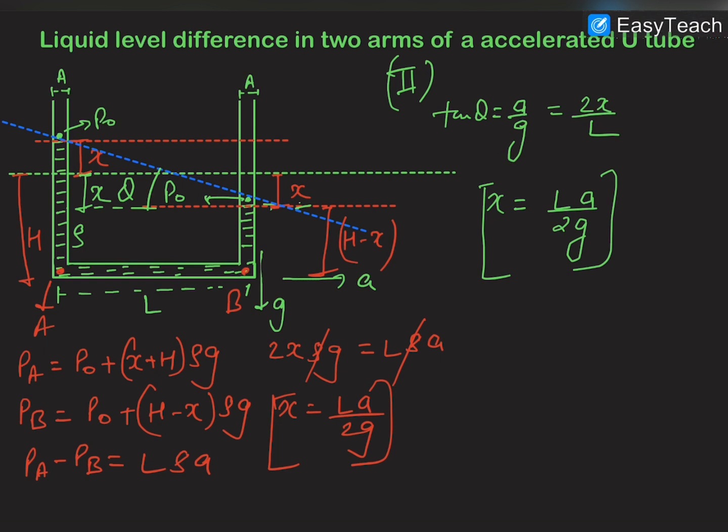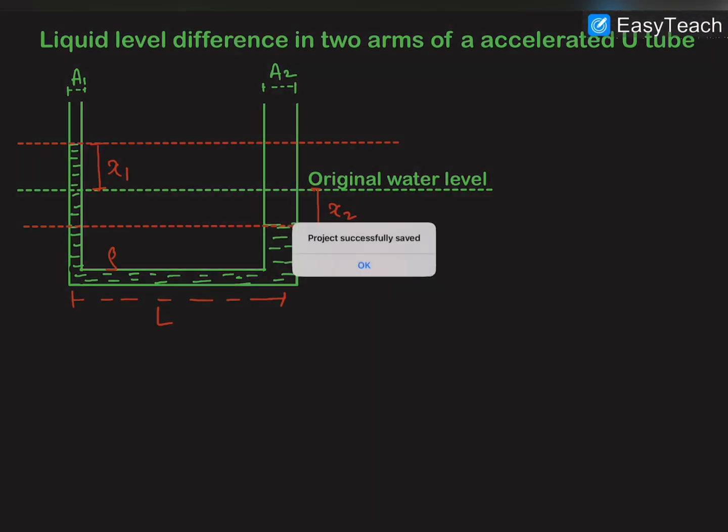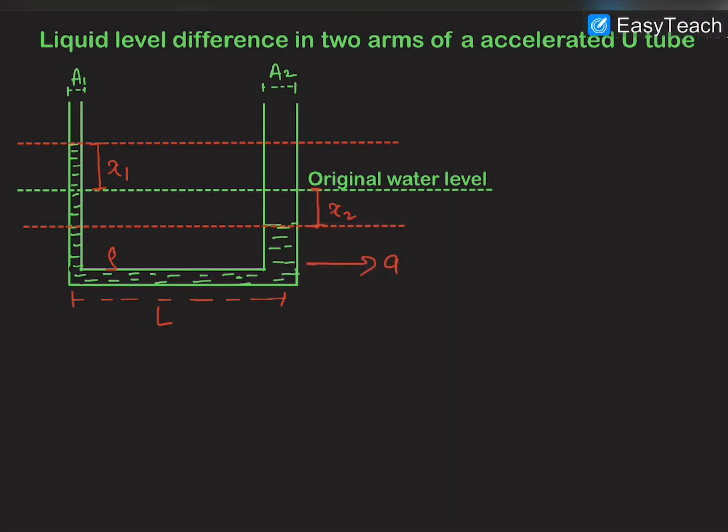So let us take a different scenario. Now in this scenario, you can see that the area of cross section of both the arms of the tube is different. So in this case, the height ascended by the liquid in this arm and the height descended by the liquid in this arm would be different. Let us assume that the height ascended by the liquid in this arm is x1 and the height descended by the liquid in this arm is x2. And the original level of liquid was h.